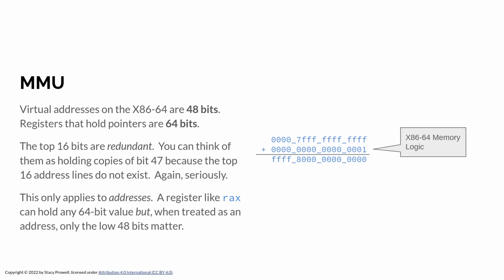And that's because the top 16 address lines literally don't exist. They're not there. You have 48 address lines, and so those top 16 are all just copies of the last one, which is line 47. If that last one is a 1, then you get a bunch of 1s. If that last one is a 0, you get a bunch of 0s. Now, registers can certainly hold full 64-bit values, but when you treat them as an address, only the low 48 bits actually end up mattering.